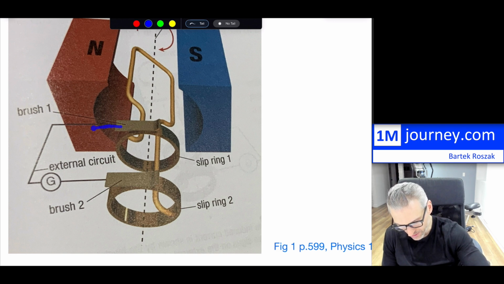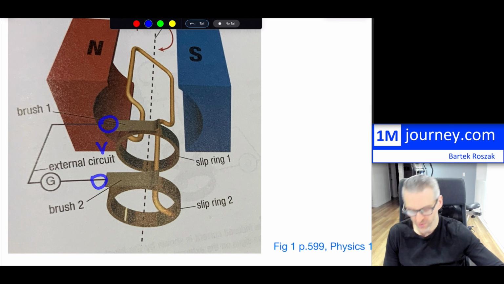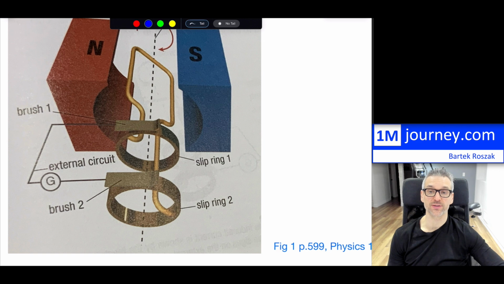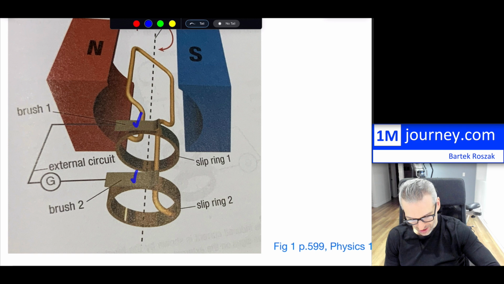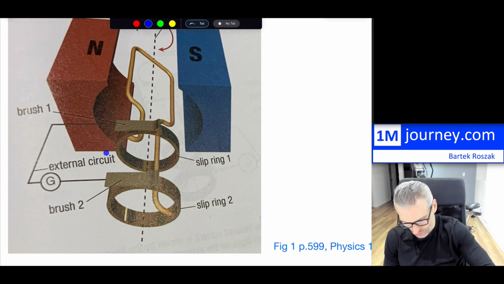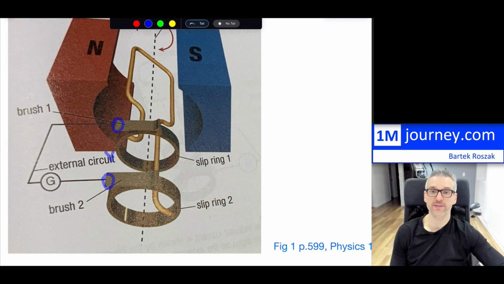Now, this is going to be attached to some external circuit on both sides. So you're going to create some kind of voltage potential difference between these two, and therefore you can allow the current to flow. Again, two brushes are touching the rings. The rings are spun around. Notice that one side is attached to one ring and the other side is attached to the other ring. So you can create a voltage potential between these two points.